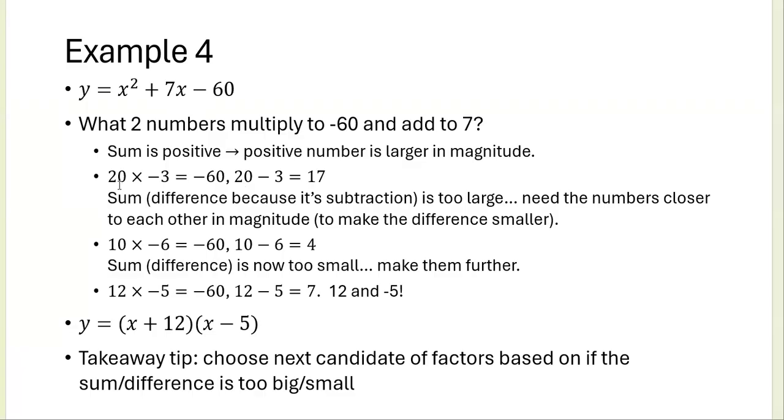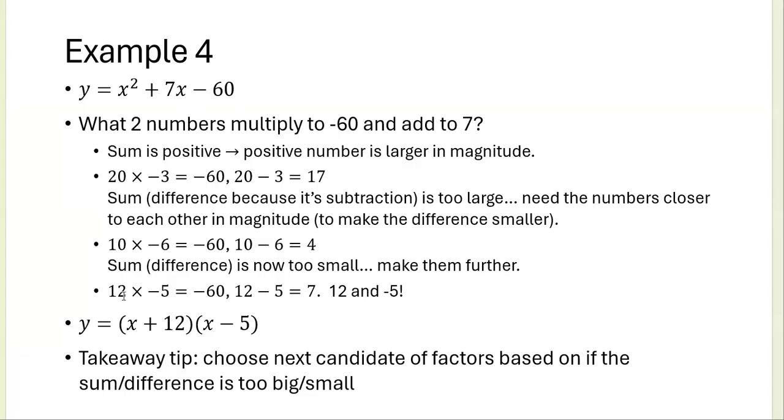All right? So next candidate, let's try 10 and negative 6. Okay? The product is minus 60, and then 10 plus negative 6, or 10 minus 6 is 4. Okay, so we moved in the right direction, but we overshot. We went from 17, we needed 7, but we went down to 4 now. Now, the sum or this difference between these two numbers is too small, so we need to make them further. So look, 20 and 3 are further from each other than 10 and 6, yeah? But now 10 and 6 are too close to each other. All right, so we want to pick something between 10 and 20.